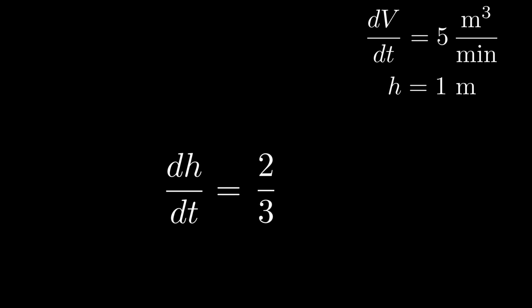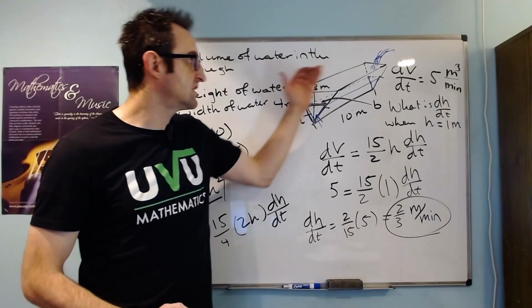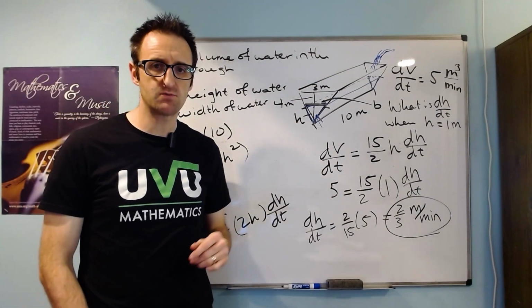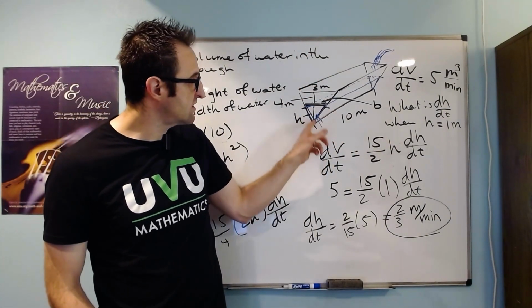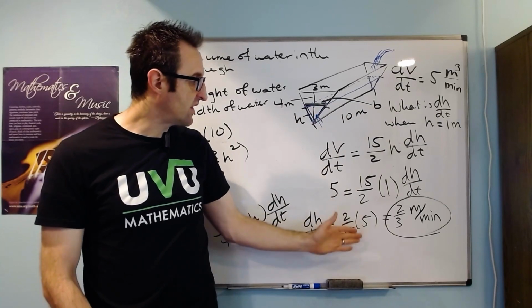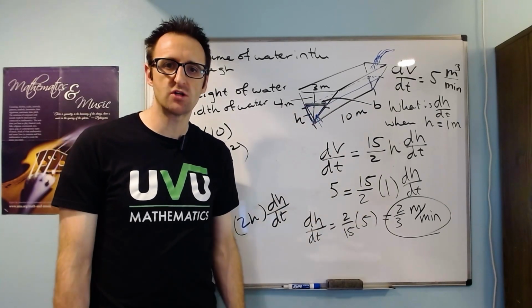Now, what are the units? Well, H here had units of meters. T has units in minutes because that's the rate we used up here. And so this is going to have meters per minute. So what this tells us is that if water is pouring into this trough at a rate of 5 cubic meters per minute, when the height is 1 meter high for the water so far, then the height is changing at 2/3 meters per minute.